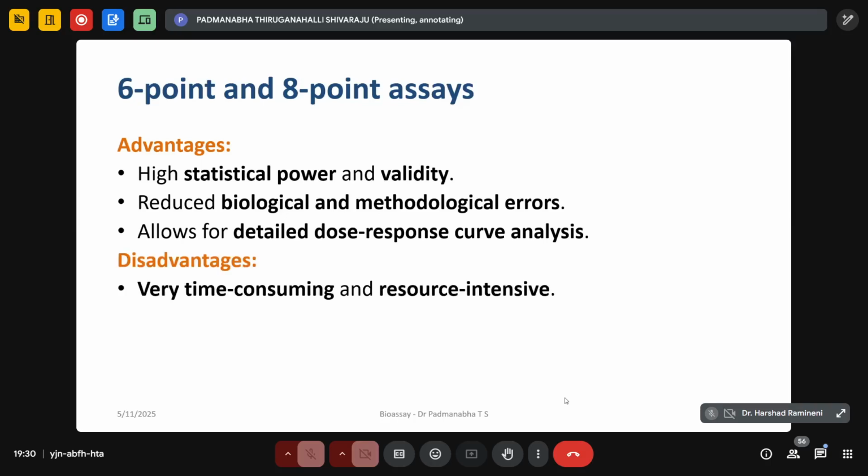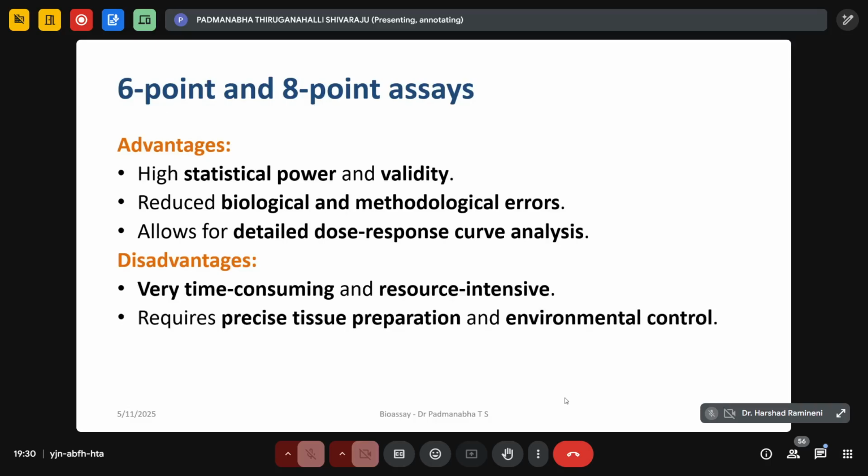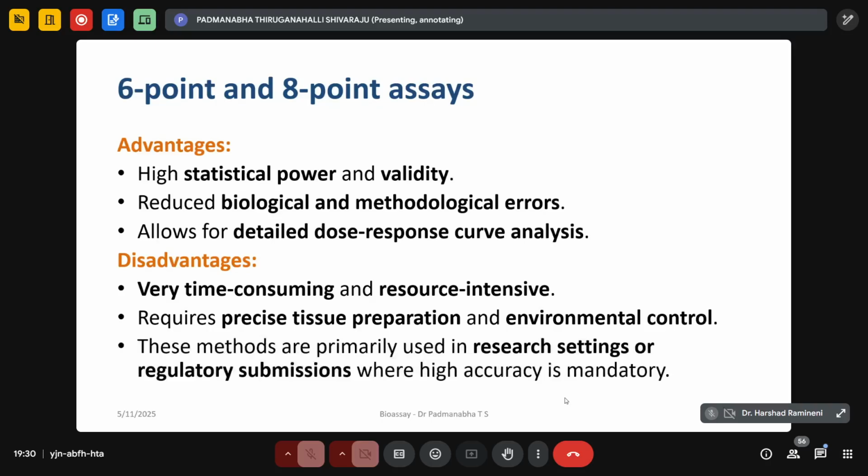The disadvantage is that it is very time consuming. Probably you need to work for 2 or 3 days if you are doing 64 responses. It is also resource intensive, and you require proper tissue preparation and a controlled laboratory environment. You should have a highly accurate research setting and regulatory submissions as well to conduct such 6-point and 8-point assays.